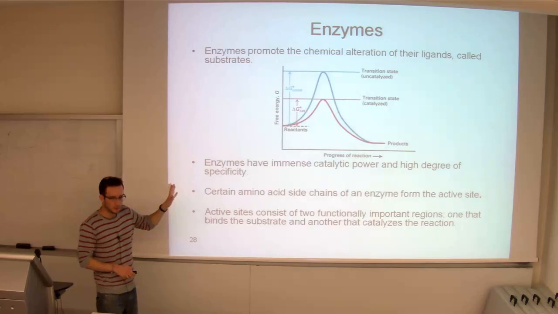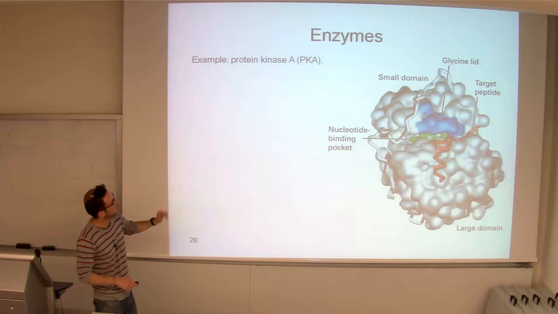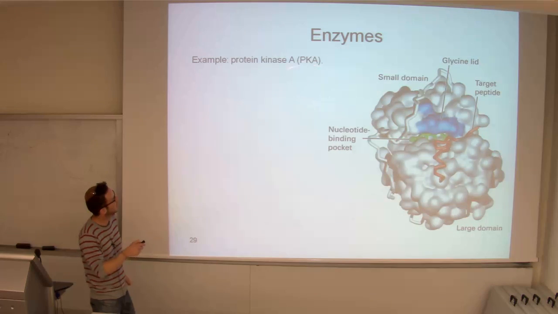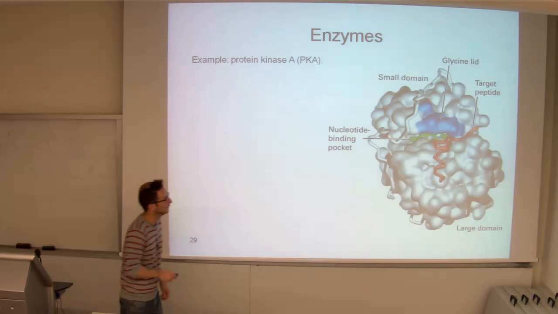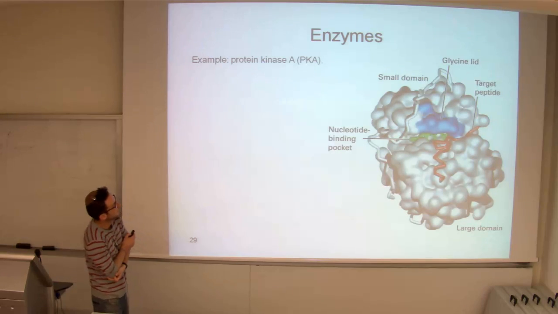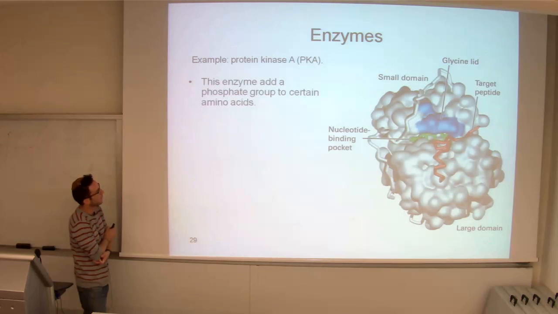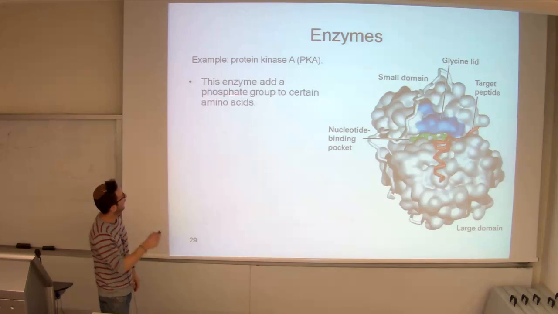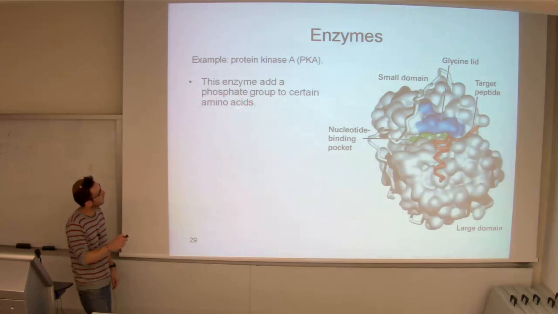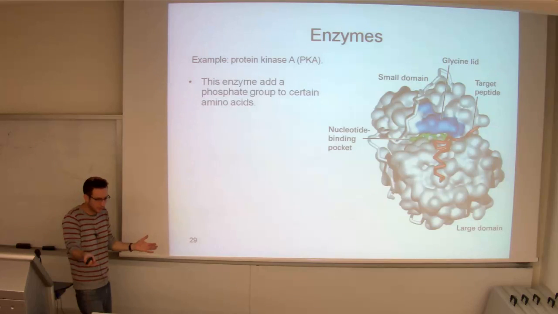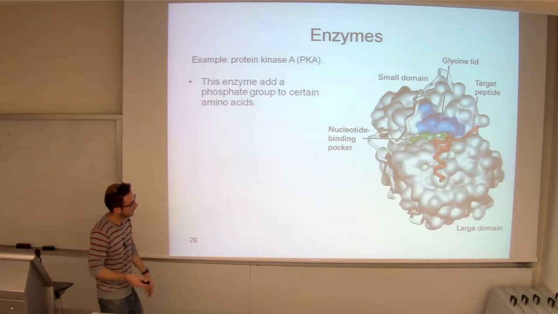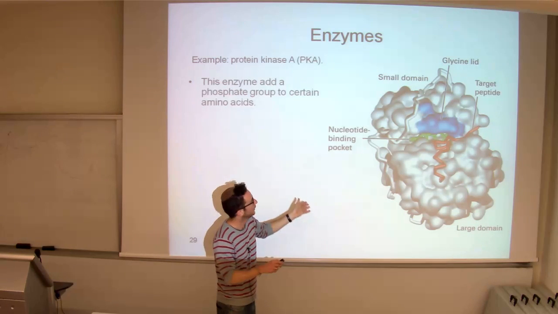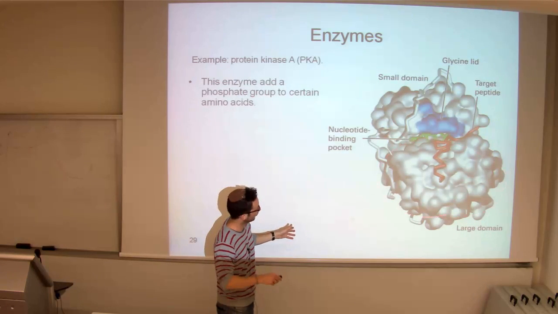Okay, let's see these principles we discussed on a specific example on the enzyme called PKA, protein kinase A. There are several others, B and C. Let's start with PKA. So what this enzyme does is add a phosphate group to certain amino acids, which is exactly phosphorylation, which we discussed. It has two tertiary domains, small domain and large domain.